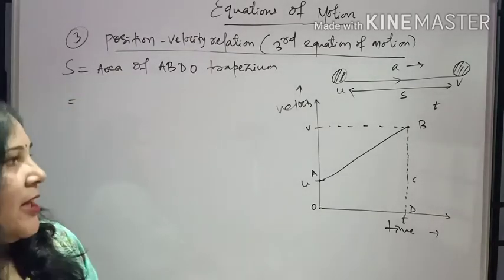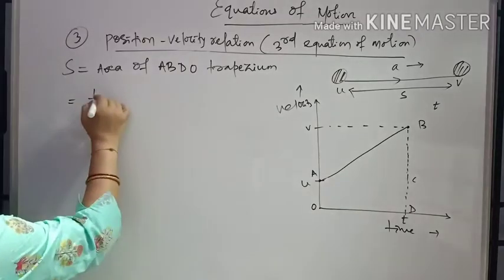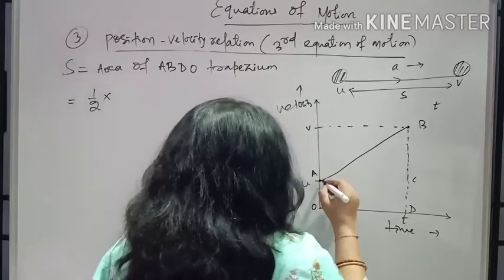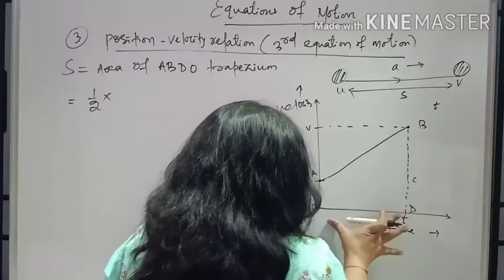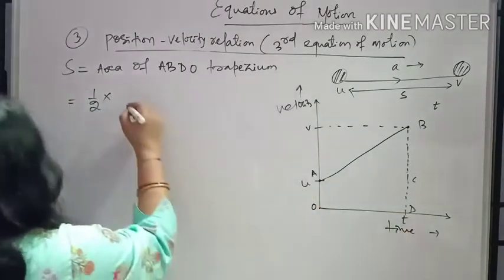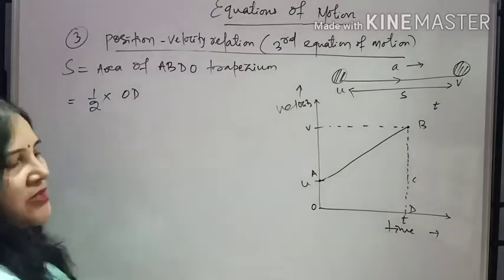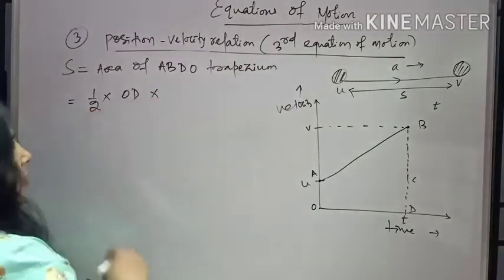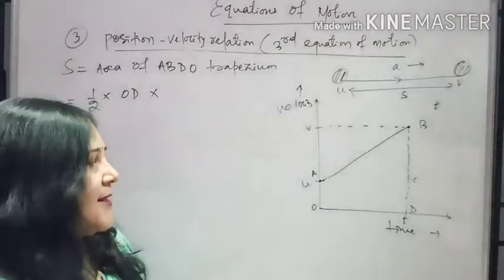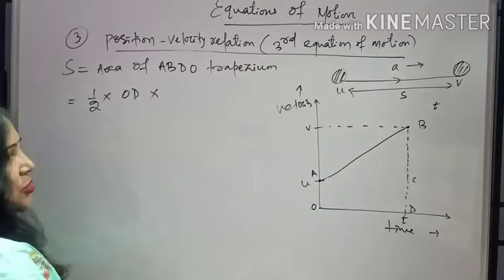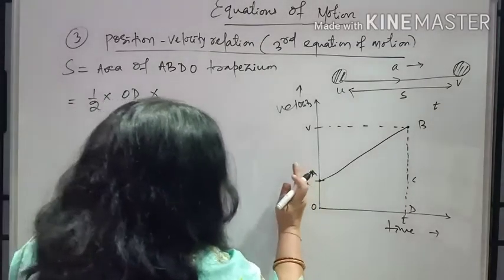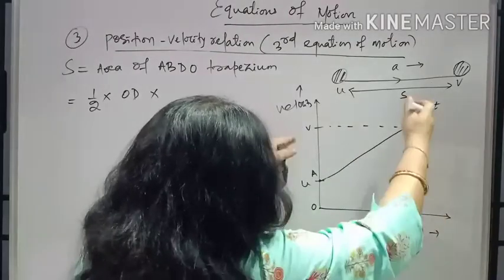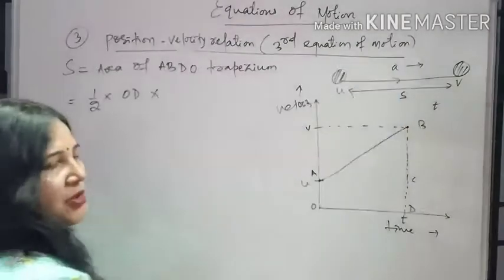What is the area of the trapezium formula? That is equal to half into the height. So what is the height of this trapezium? The height is this one, we can write OD. That is the height of this trapezium, right? Into the sum of two parallel sides. Now, which are the two parallel sides? Look at this figure. This is one side, and this is another side. You can see that these two are appearing to be parallel.